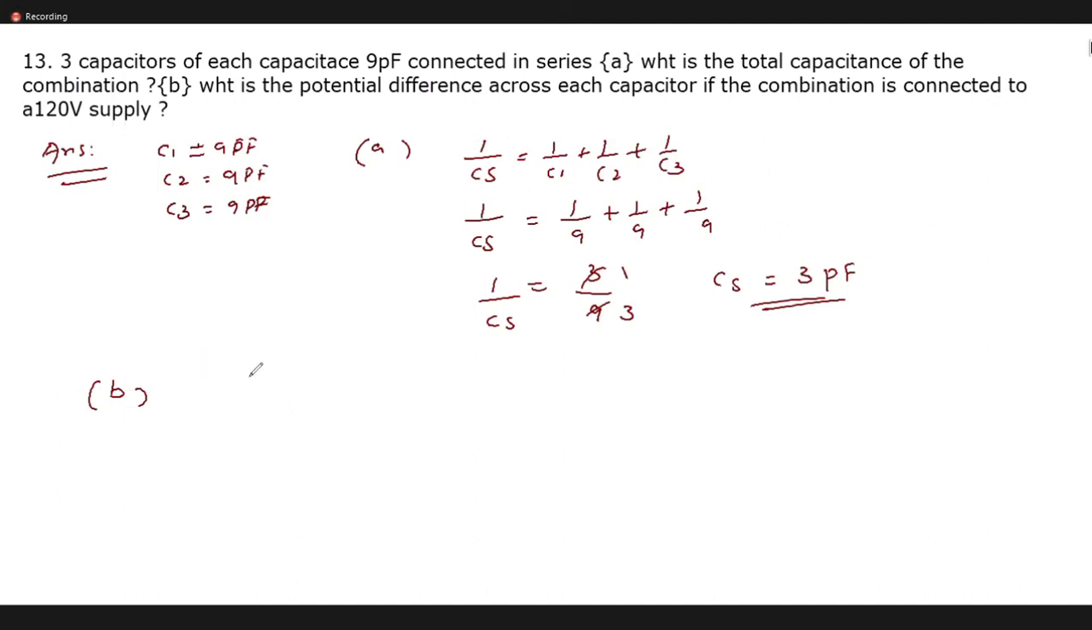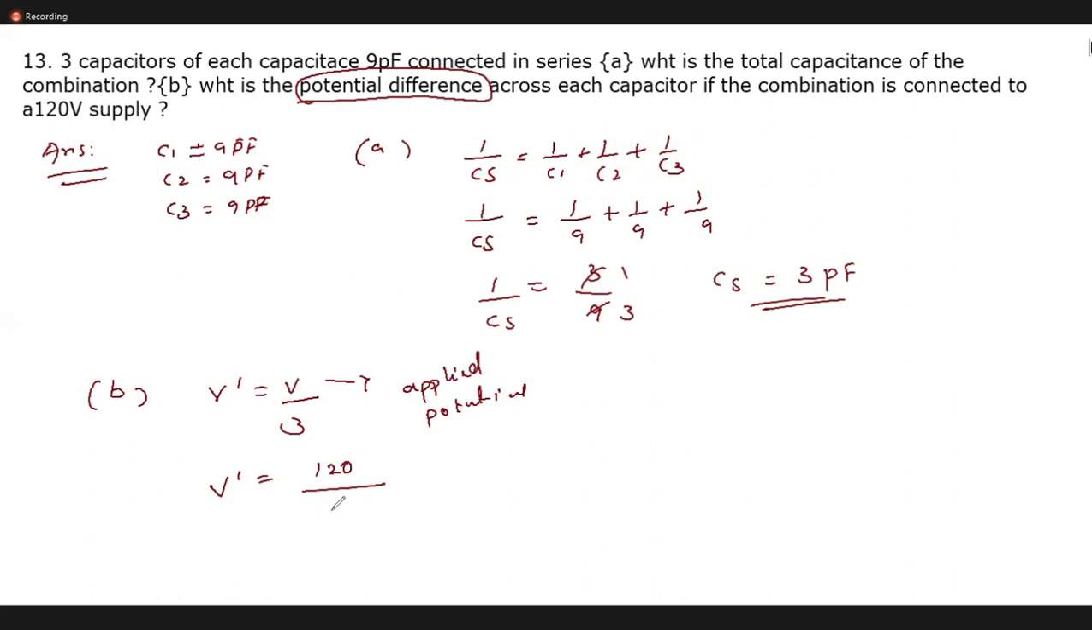So second part: what is the potential difference across each capacitor, the combination being connected to a 120 volt supply? Now can you do it? Not into 3. V dash will be V by 3, since it is divided among 3 capacitors, where V is the applied potential. As the capacitors are identical, the potential on each capacitor should be divided by 3. So V dash is 120 by 3, it will be 40 volt.